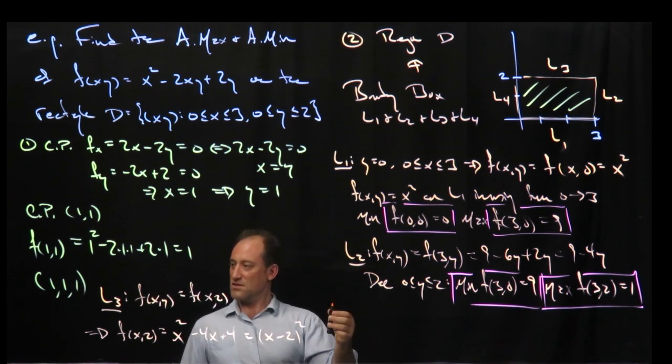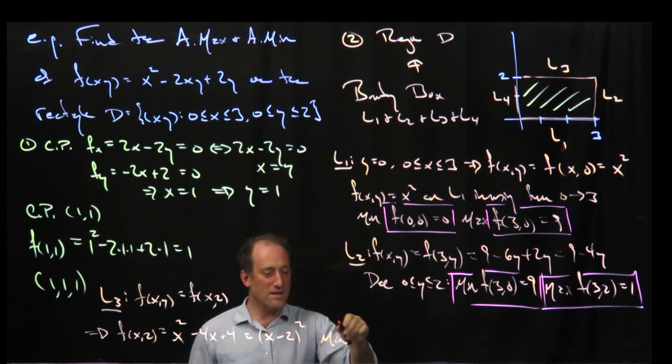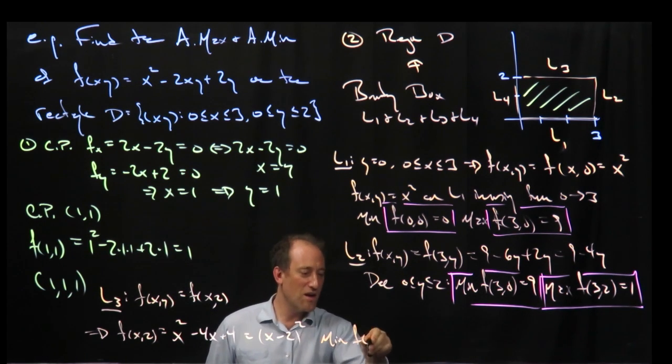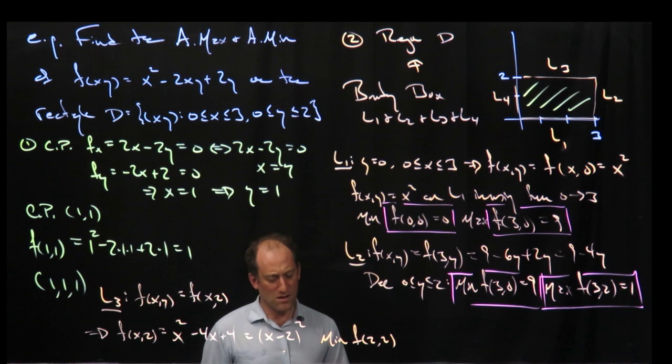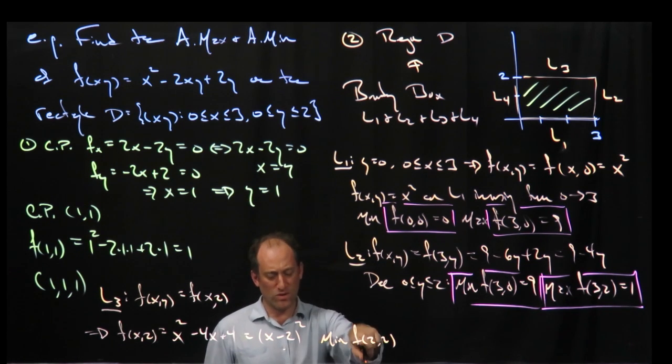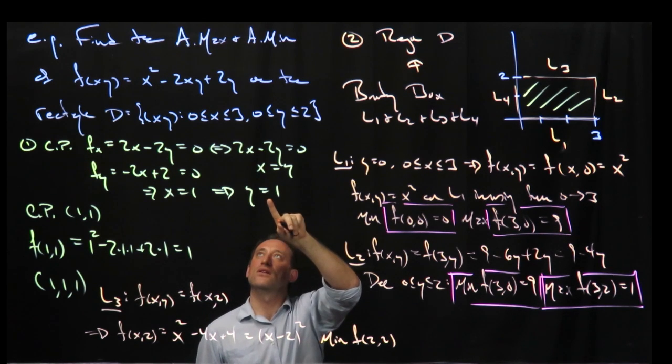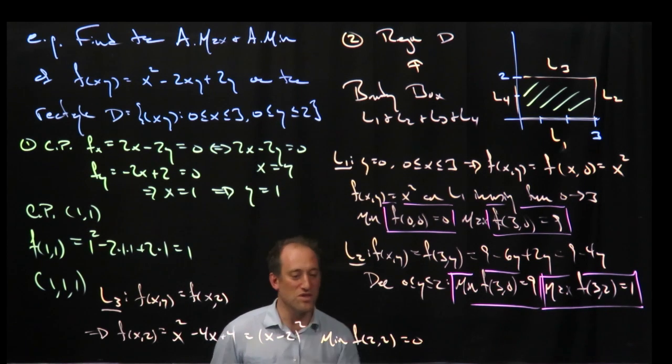So this says that I've got a minimum at f of 2, 2, which will be, let's see, 4 minus 8 plus 4. Great, this will be, wow, 0.